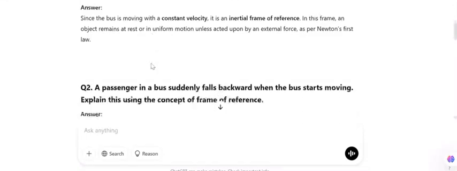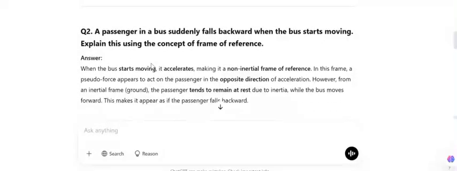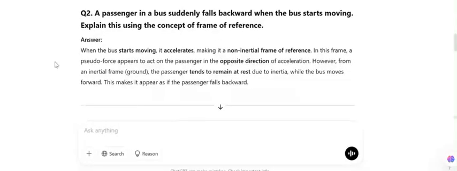Okay. Read the second question now. A passenger in a bus suddenly falls backward when the bus starts moving. Explain this using the frame of reference. This is the third law, ma'am. Okay, give the explanation.